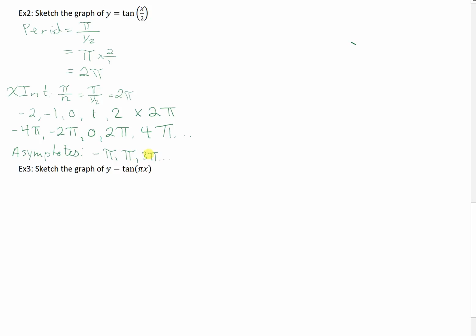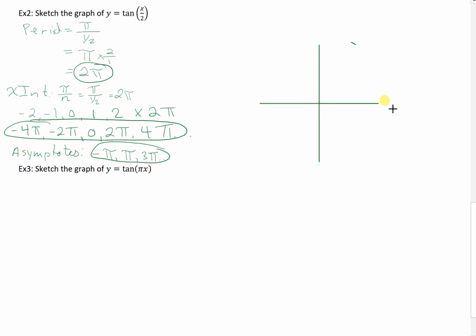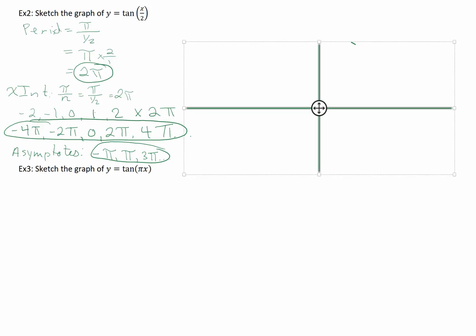So that's my basic key features of the graph. So I've got my period is 2 pi, the x-intercepts are the even pi's, and the asymptotes are at the odd pi's. So now I can start sketching my graph. Draw up some axes, put on my asymptotes in a light green.